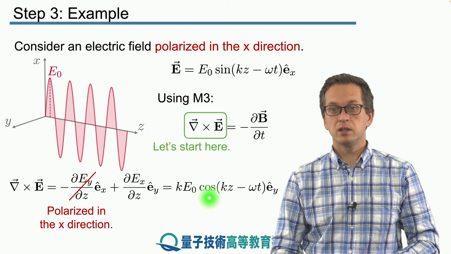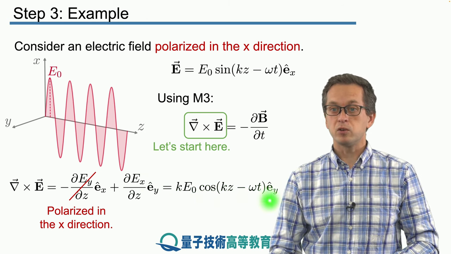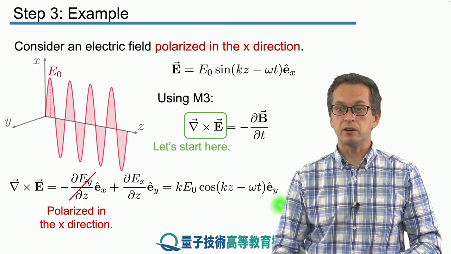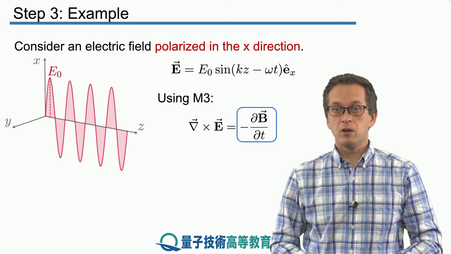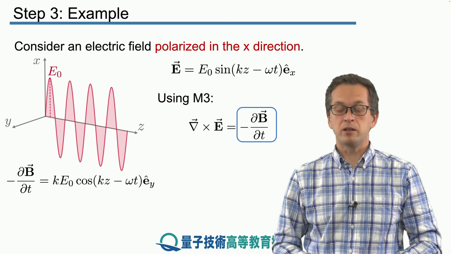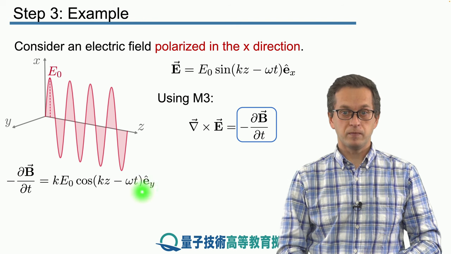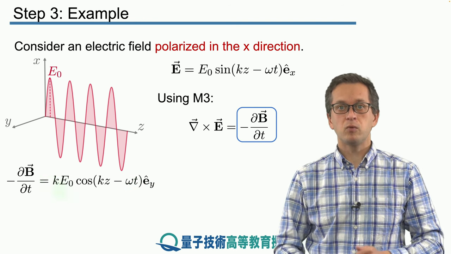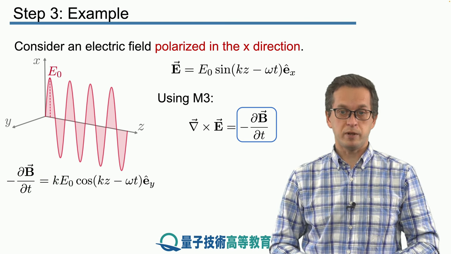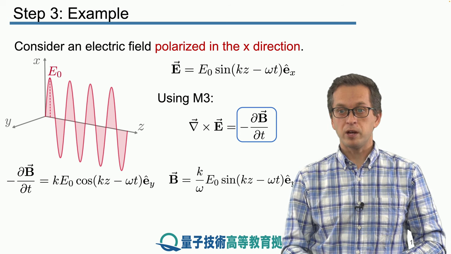Great, now we can go back to our Maxwell's third equation and substitute this z derivative, which is k times E naught times cosine(kz minus omega t). And it's a vector, so don't forget about this direction along the y-axis. Equating that with our negative time derivative of the magnetic field, we get the following expression. And in order to find the magnetic field, we have to integrate with respect to time, which is a very straightforward task. And finally, we arrive at the following.